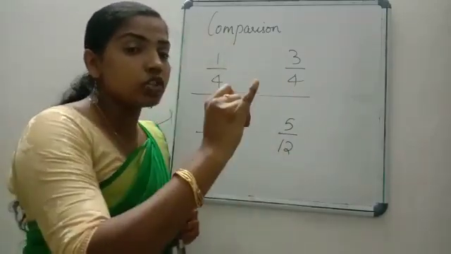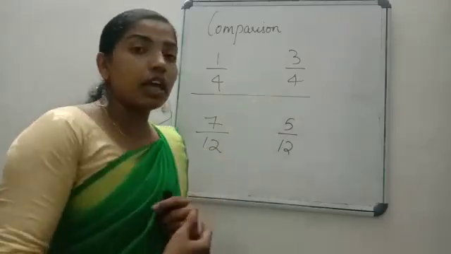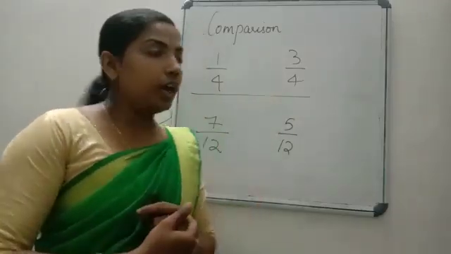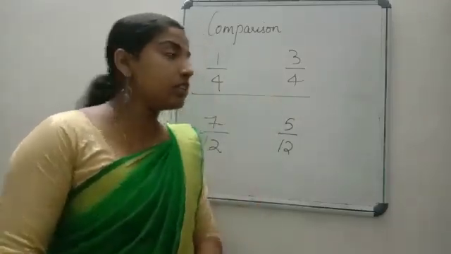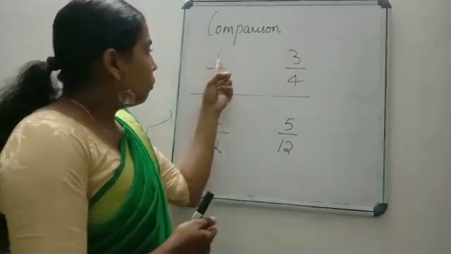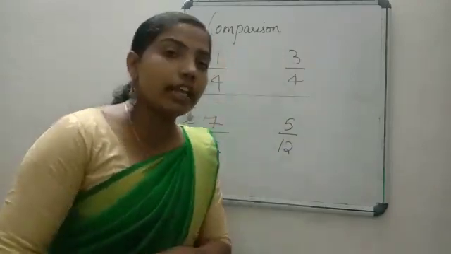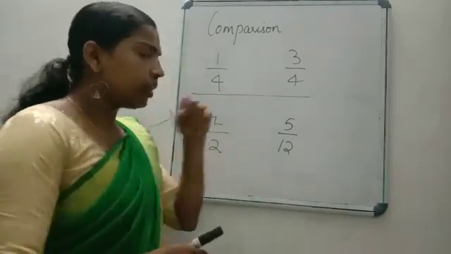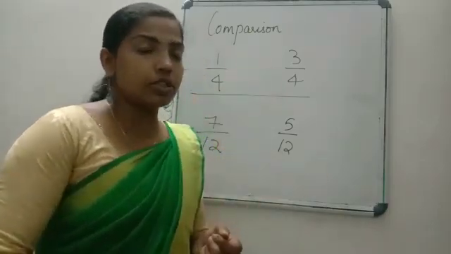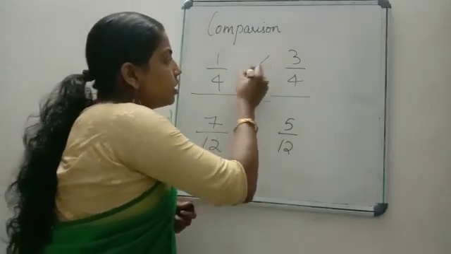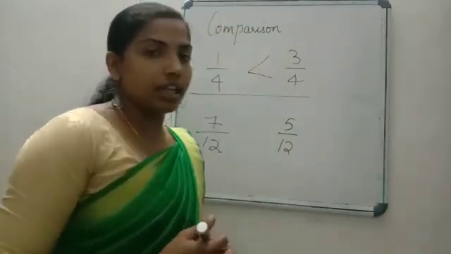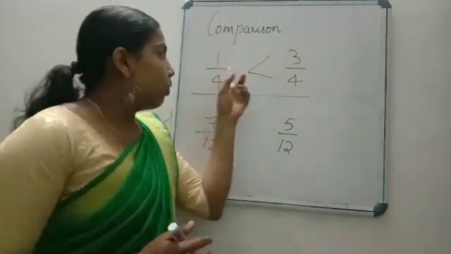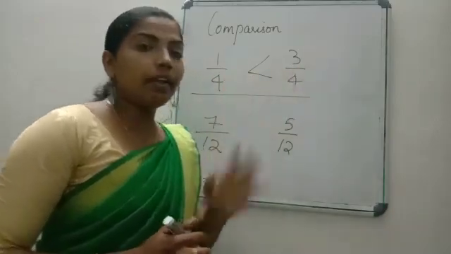The first step is you have to check whether the given fractions are like fractions or not. And if the fractions are like, just move to the numerator. 1 and 3. Among these, which is the greatest number, 1 or 3? 3 is the greatest number. So we can say that this fraction will be greater. 1 by 4 is less than 3 by 4.